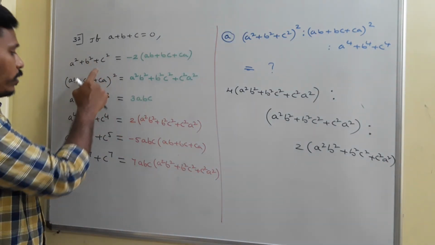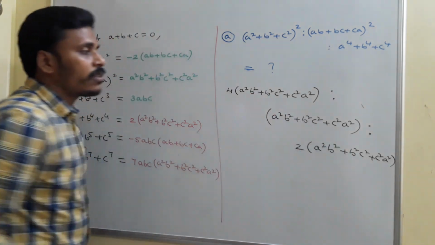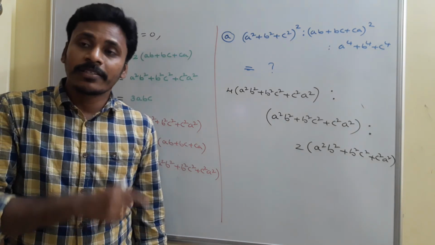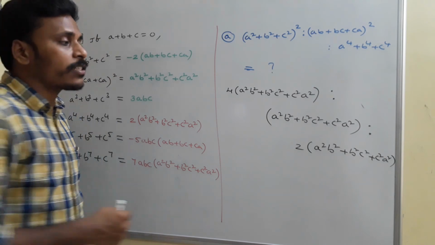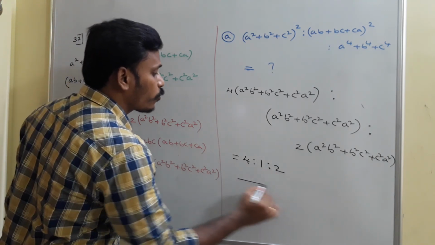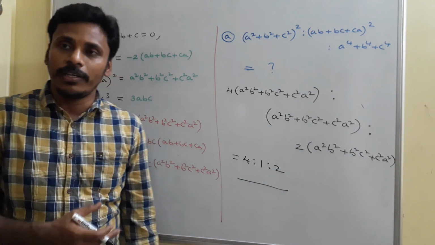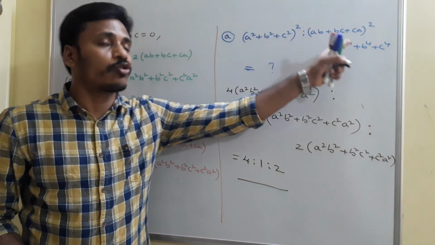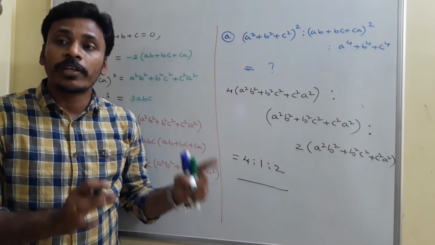So those three I mentioned there. See, in these three terms, A square B square plus B square C square plus C square A square is a common thing. Since we are calculating a ratio, you are allowed to cancel out the common thing, and your answer is 4 is to 1 is to 2. Is it clear? So at the end, what I am concluding is, if A plus B plus C is 0, then the ratio between these items is 4 is to 1 is to 2. Okay, that's the first observation.